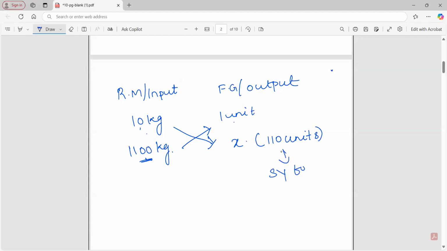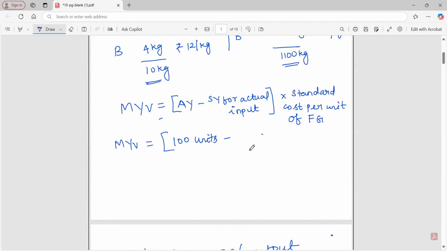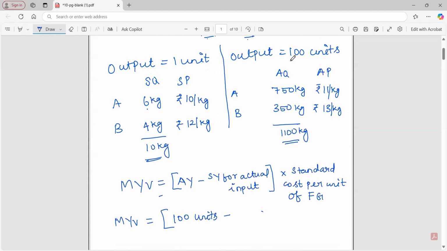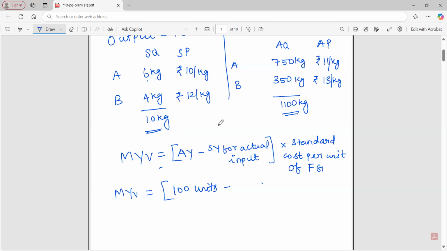standard yield for actual input. What is my actual input? 1100 kg. For this 1100 kg, how many units of finished goods could I have produced? I could have produced 110 units of finished goods, right? So this is the standard yield for actual input. But did I actually produce 110 units of finished goods? No, I produced only 100 units of finished goods, right?